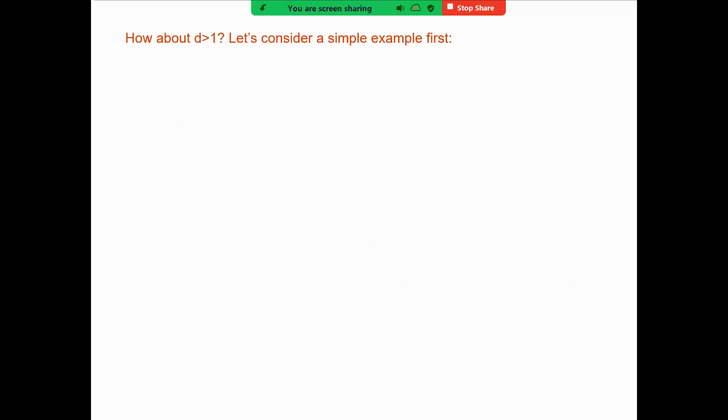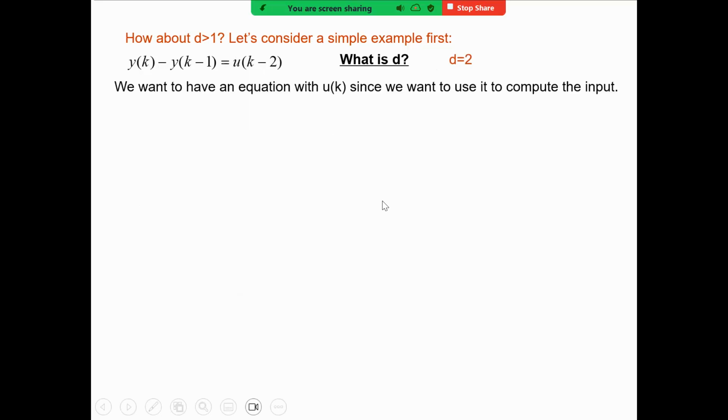I mentioned there may be some tricky issues when d is bigger than one. Let's check one example. Let's say on the left side we have y(k), y(k-1), and on the right-hand side the input starts from u(k-2). In this case, what is the time delay? Two. Like I said, we want an equation that contains the current input. So how do we convert this equation such that it has the current input, u(k)? What should we do? We just forward shift by two.